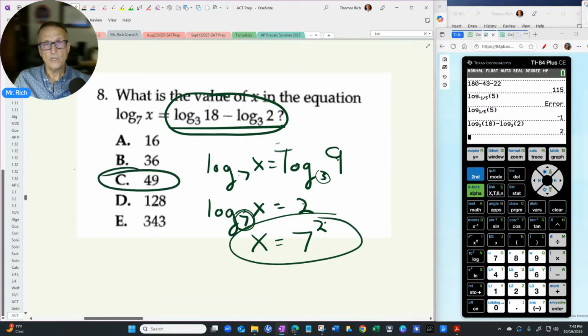All right, so logarithms. Don't fear logarithms. If you can understand those steps I just showed you there, and maybe with this log-based function, you might be able to knock out a logarithm problem on this test.